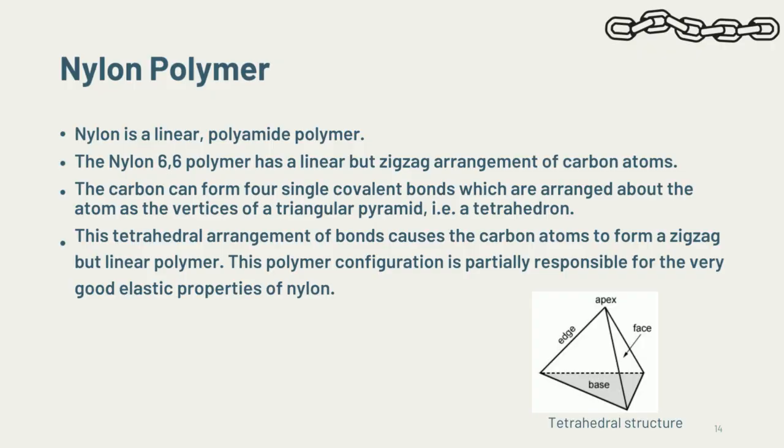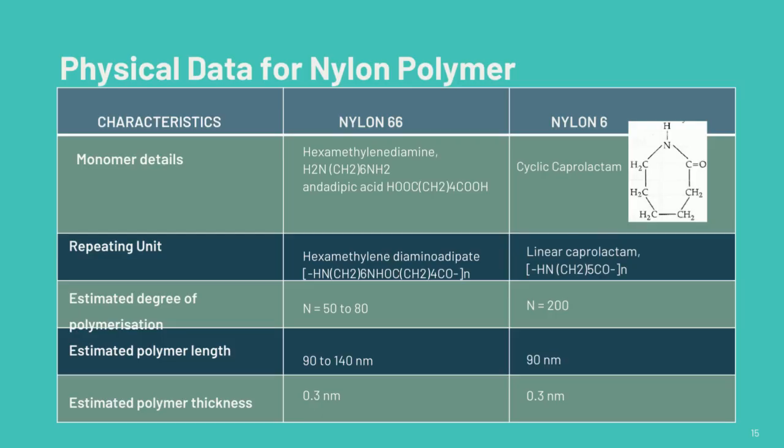Nylon is a linear polyamide polymer. The nylon 6,6 polymer has a linear but zigzag arrangement of carbon atoms. The carbon can form four single covalent bonds, which are arranged about the atom as the vertices of a triangular pyramid, i.e. a tetrahedron. This tetrahedral arrangement of bonds causes the carbon atoms to form a zigzag but linear polymer. This polymer configuration is partially responsible for the very good elastic properties of nylon.